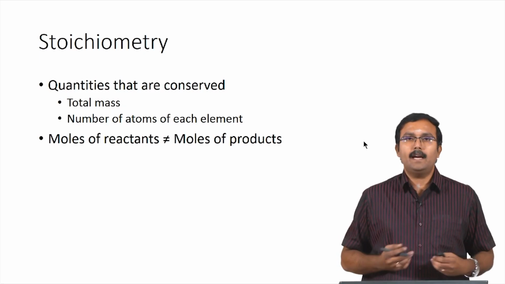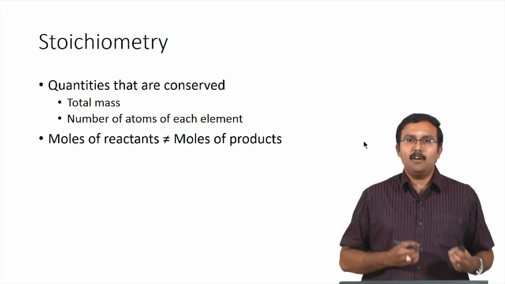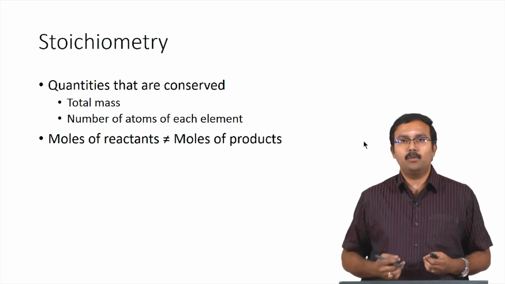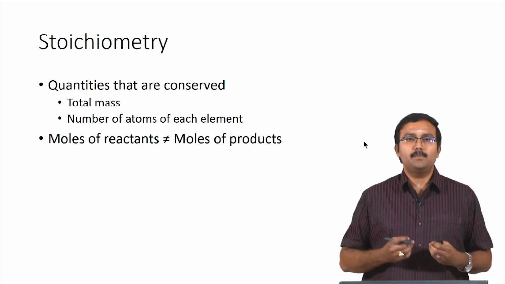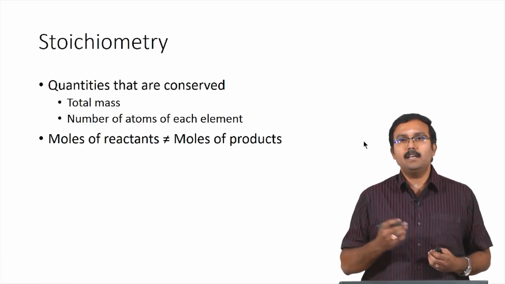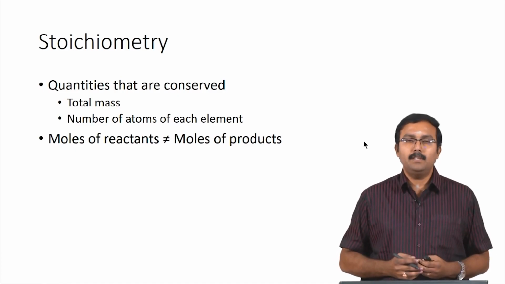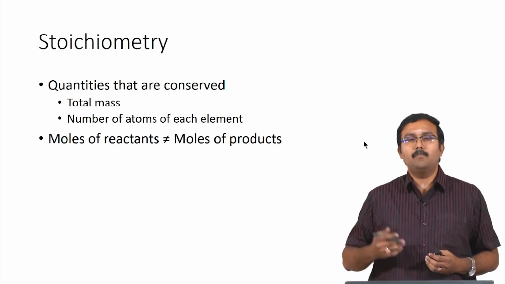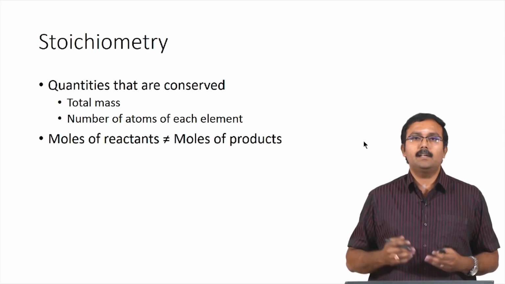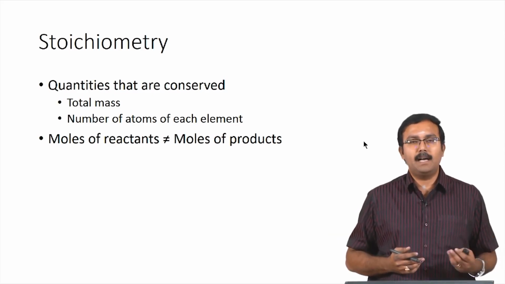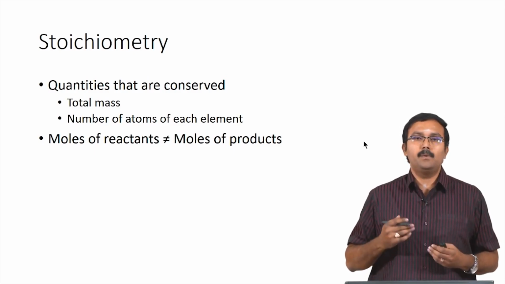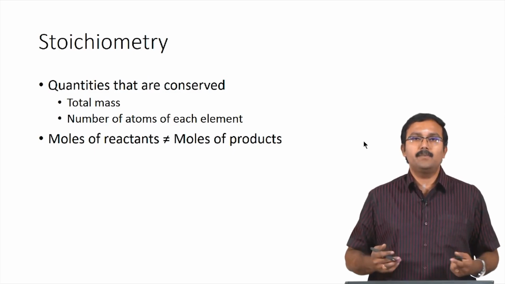Until now, for non-reactive processes, it would not have mattered whether we wrote the balances either in terms of masses or moles, because the reactions were not taking place and they were not being converted from one form to another. However, from now on, as we perform balances for reactive processes, we need to ensure that the balances are written in terms of masses or as number of atoms of each element. This way we will ensure that the law of conservation is obeyed.